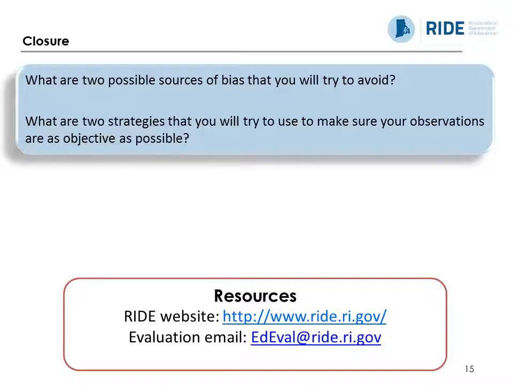Thank you for watching this brief module on bias. Please take a moment to consider the following two questions. What are two possible sources of bias that you will try to avoid? And what are two strategies that you will try to use to make sure your observations are as objective as possible?